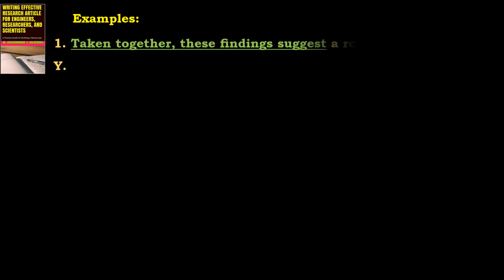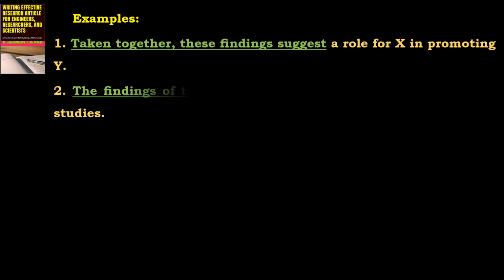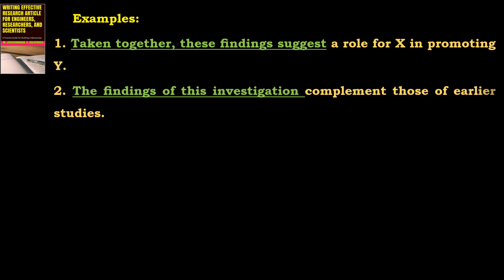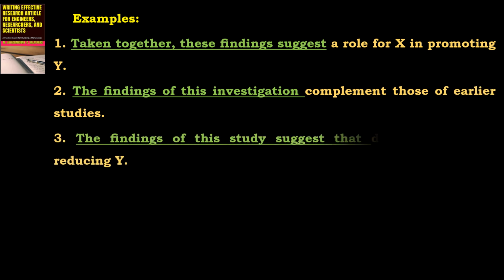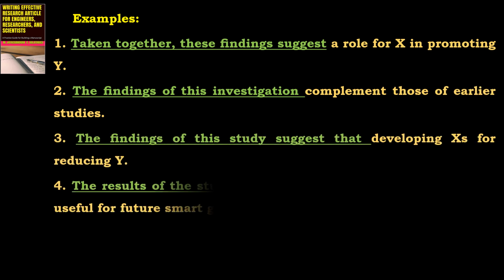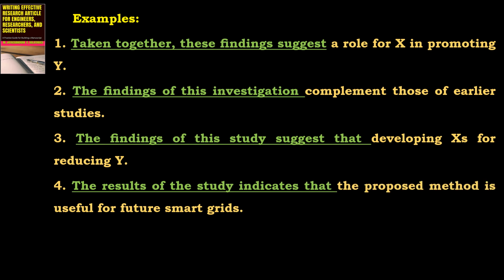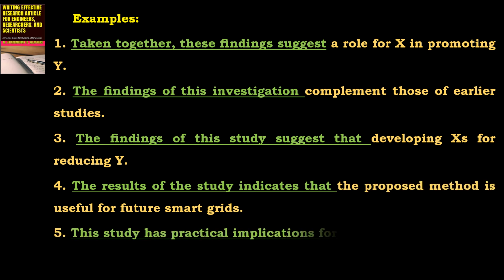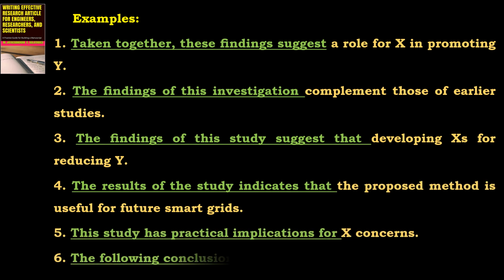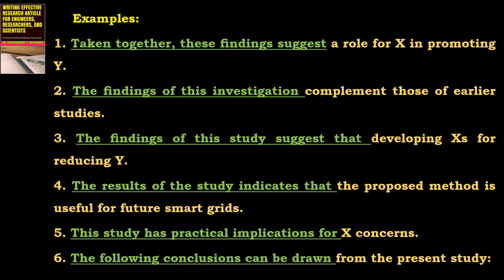1. Taken together, these findings suggest a role for X in promoting Y. 2. The findings of this investigation complement those of earlier studies. 3. The findings of this study suggest that developing X is useful for reducing Y. 4. The results of the study indicate that the proposed method is useful for future smart grids.